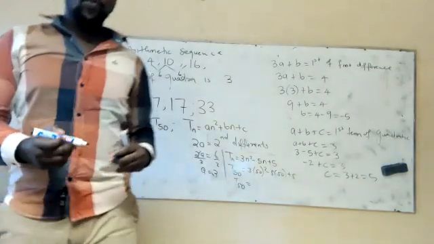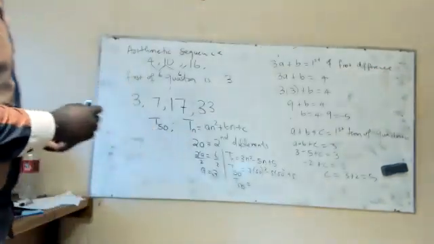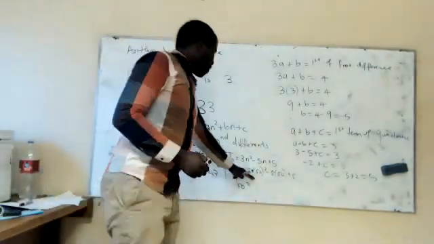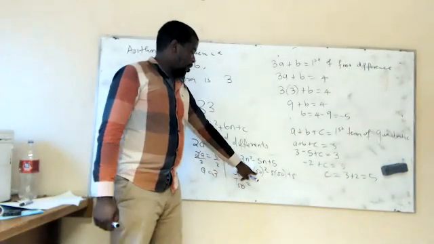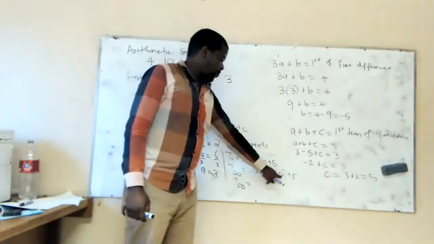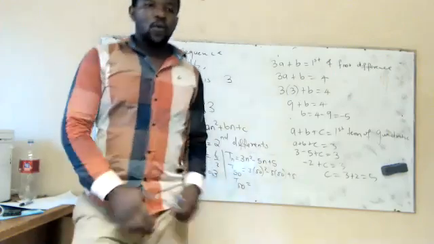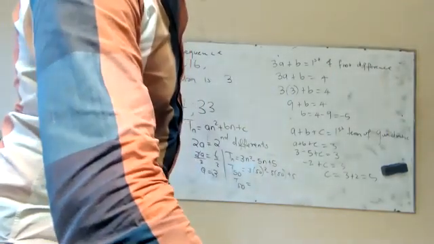Can any one of you tell me the answer you're going to get when you put this into your calculator? 3 into 50 squared minus 5 into 50 plus 5. What do you get when you put that into your calculator?